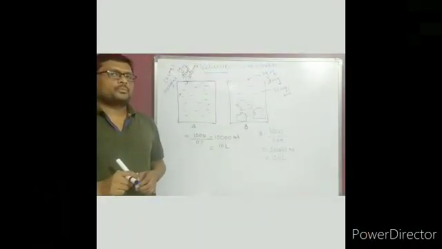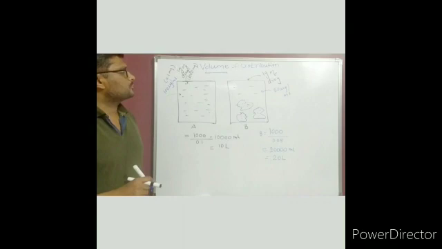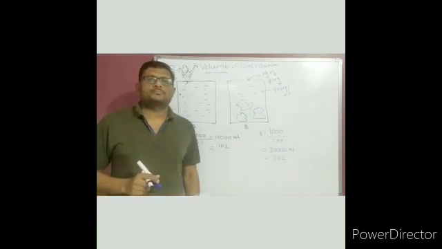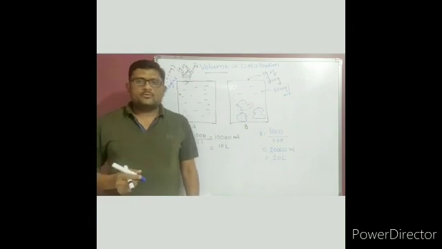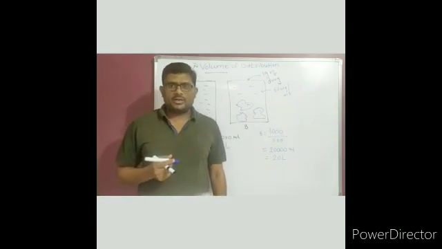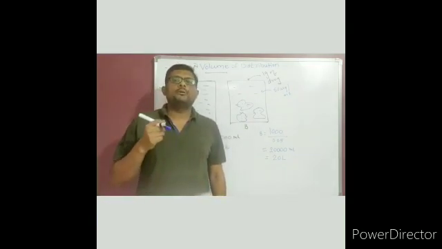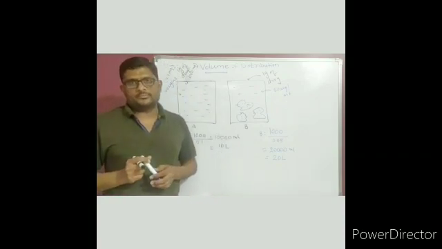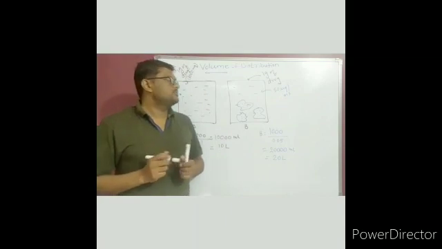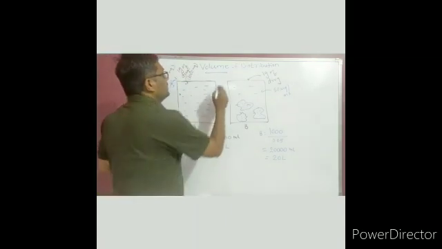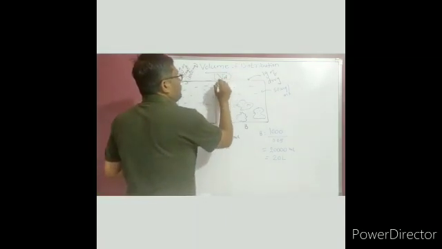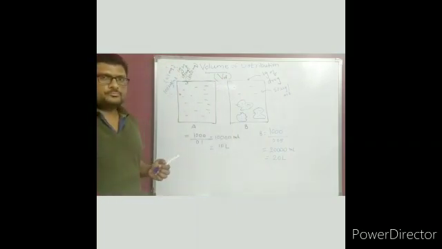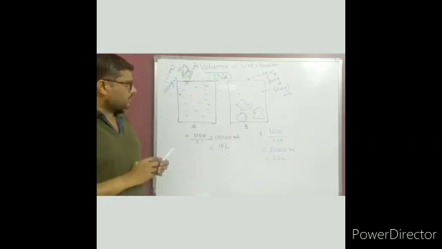Dear student, today we'll learn about volume of distribution. Volume of distribution is defined as the volume in which the amount of drug would be uniformly distributed to produce the observed blood concentration, and it is denoted by VD. We'll see an example.